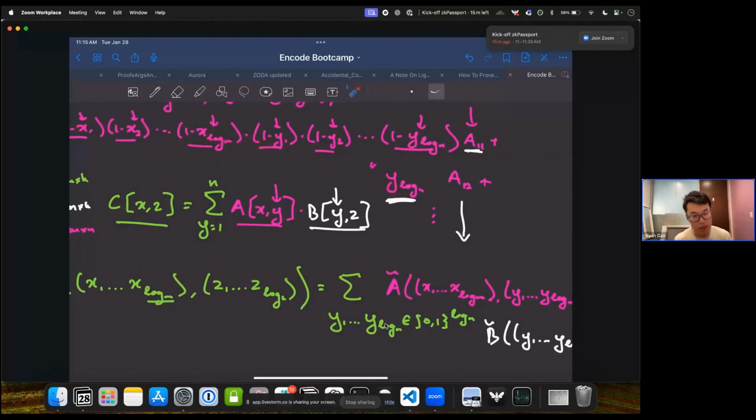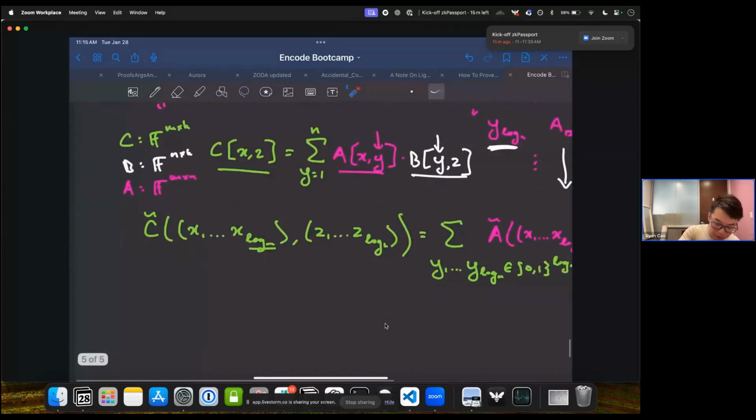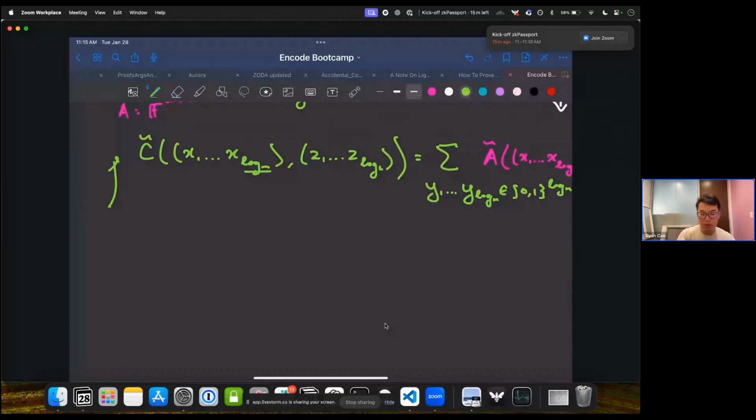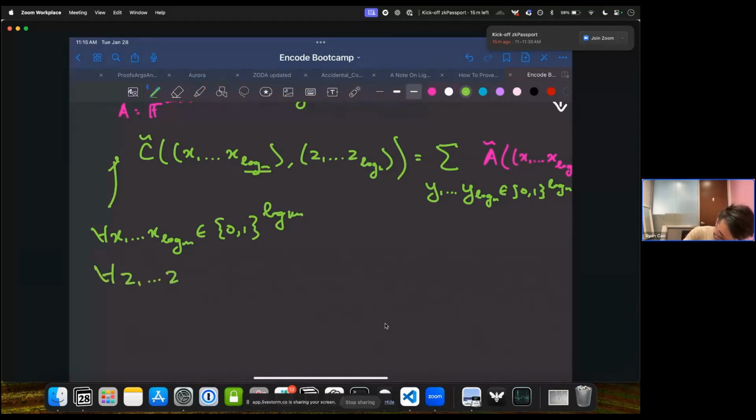But it's not good enough to check a single entry. In fact, we need to check this for all the entries. So in particular, we want to check for all x1 through x log m in 0, 1 to the log m, and also for all z1 through z log k in 0, 1 to the log k. So we want to check for all of these that this relationship holds.